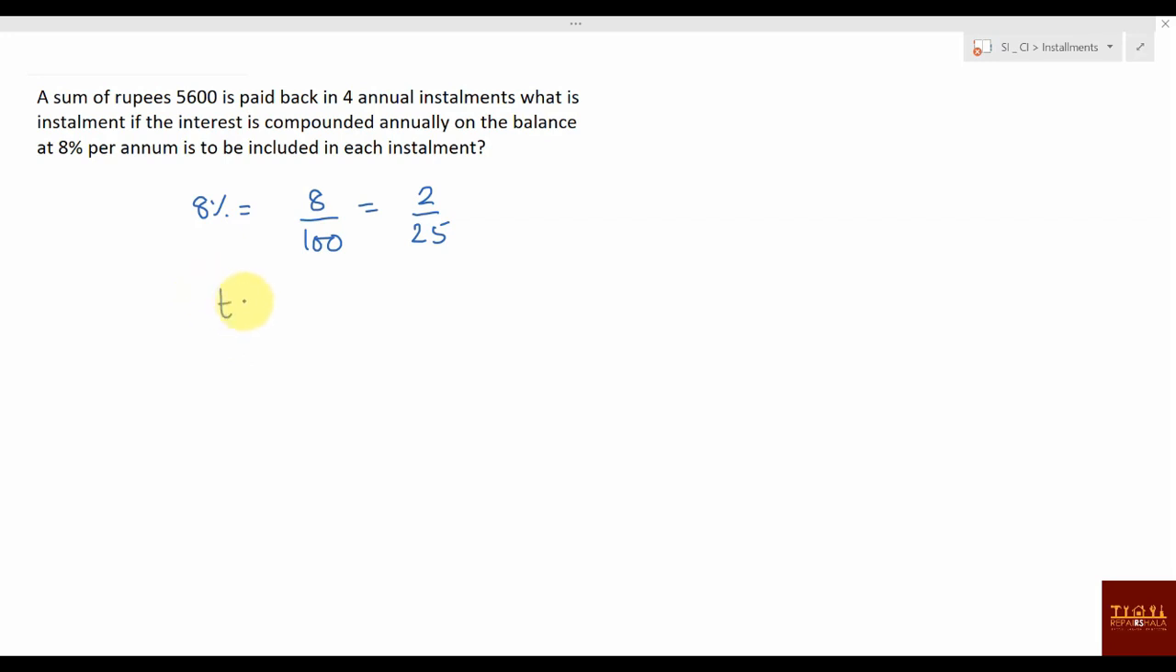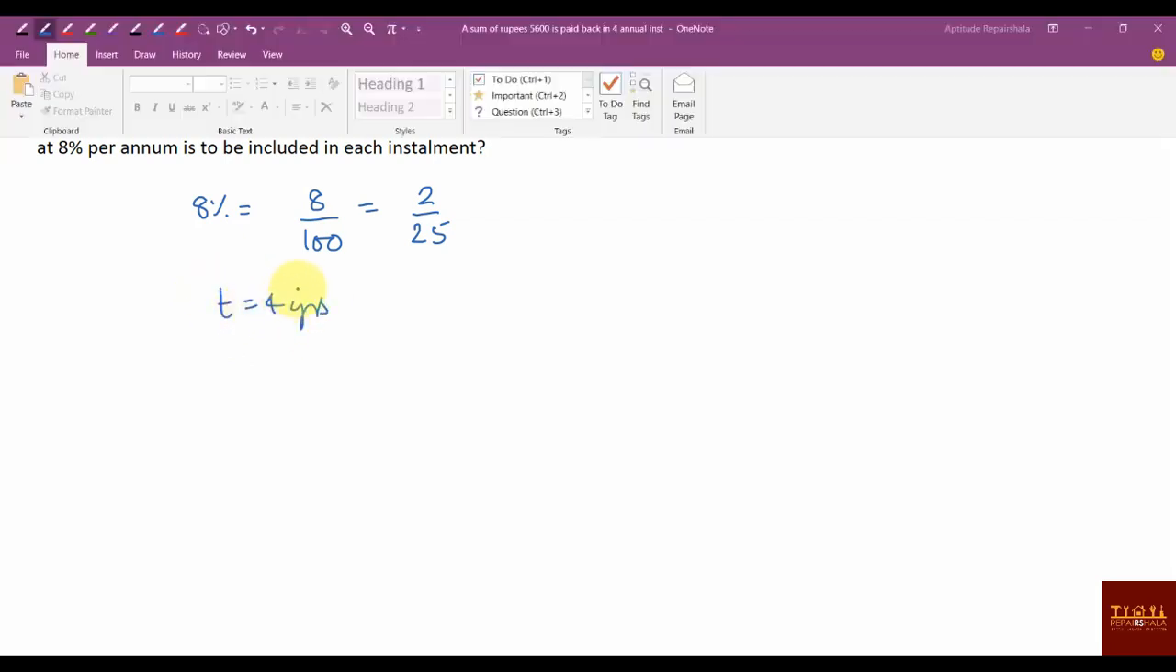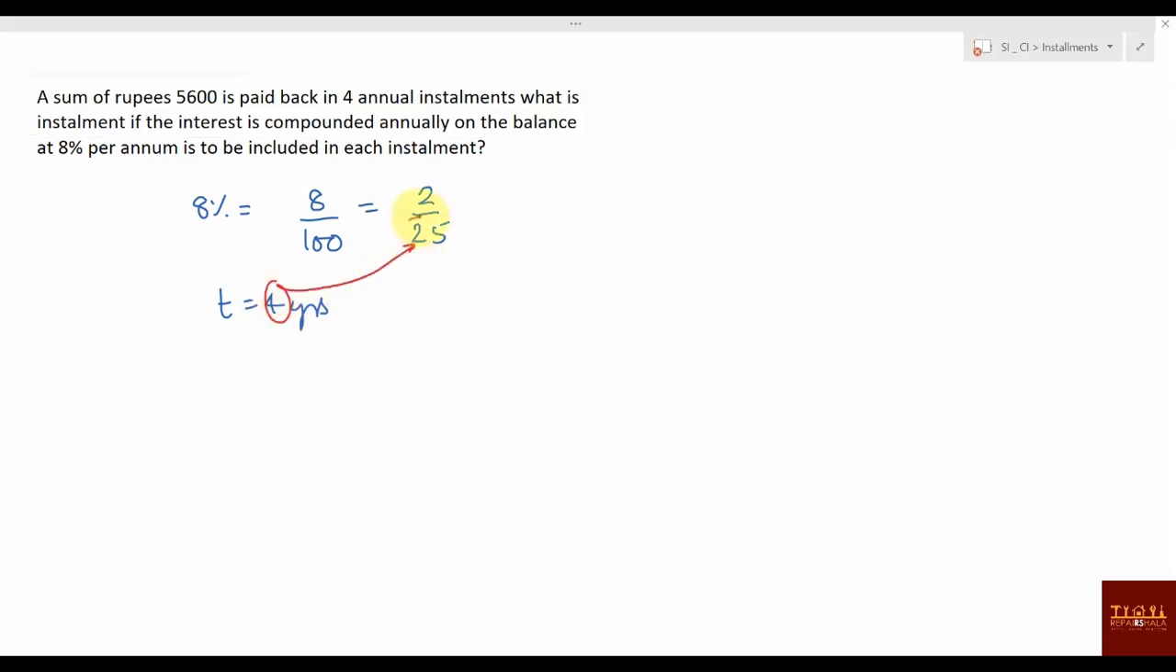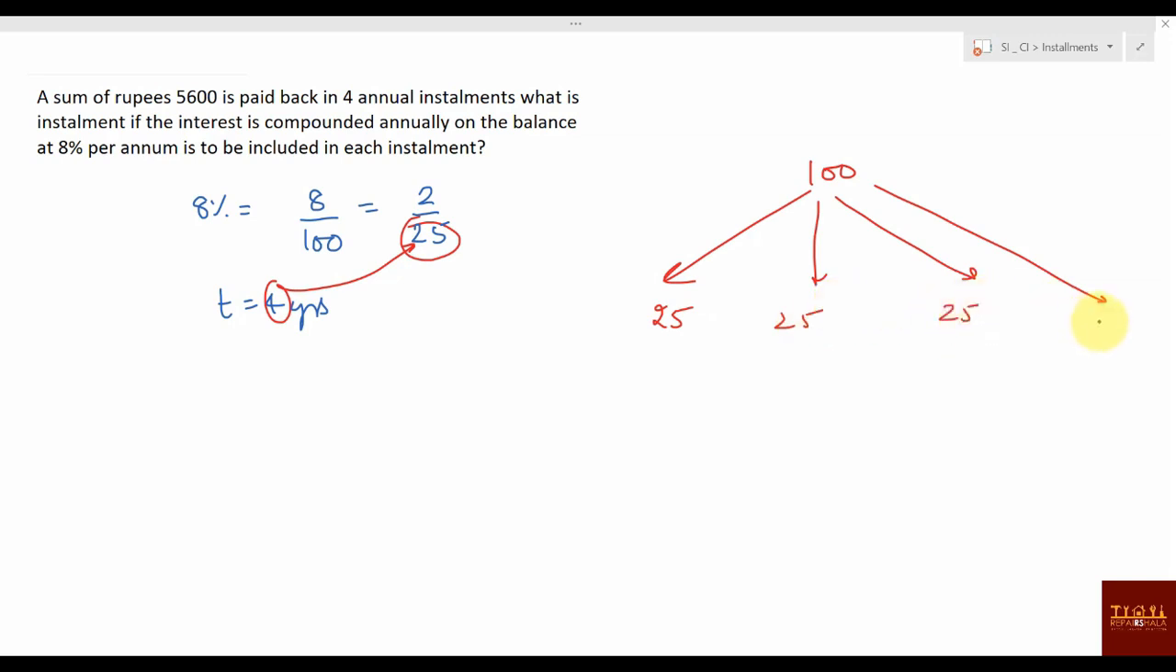Now time is how much? 4 years. Consider your principal as 4 into this denominator, how much? 100. So 100 you have to pay in 4 equal installments. So how much will you actually be paying? 25, 25, 25 and 25, when there is no interest.